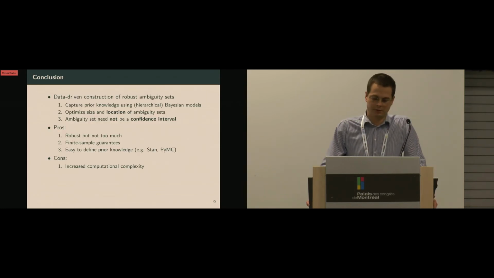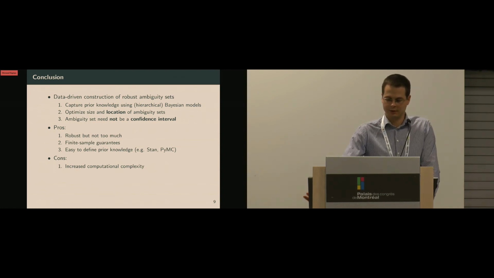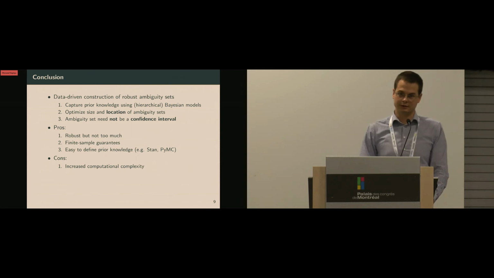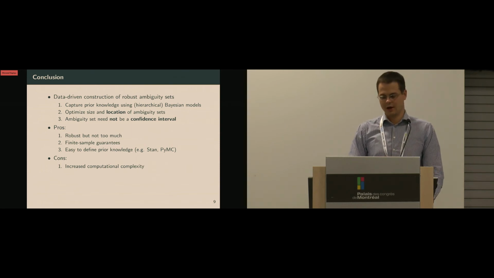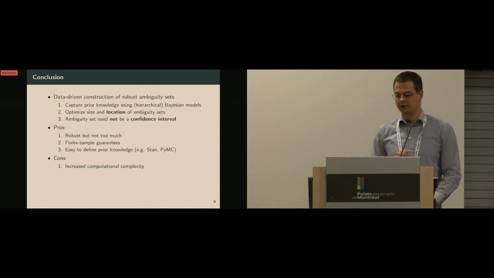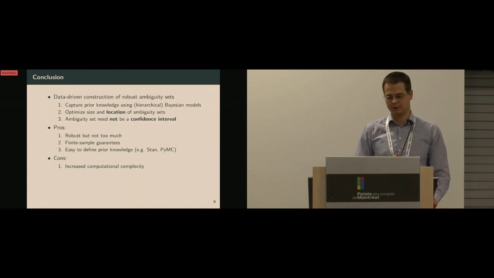To conclude, we proposed a new data-driven method for constructing robust ambiguity sets. The main idea is that we use Bayesian models to capture prior knowledge. We optimize not only the size, but also the location of these ambiguity sets. And we realized that the ambiguity sets need not be confidence intervals. The advantages of this method are that it's robust, but not too robust. It still gives you finite sample guarantees. And in many ways, you get priors that are easy to define. One disadvantage is that this method increases the computation complexity quite significantly. Thank you.